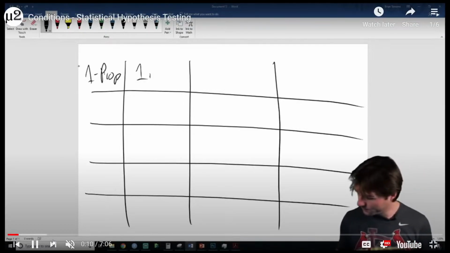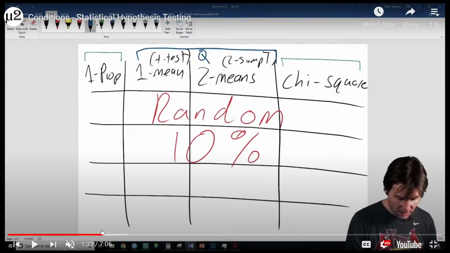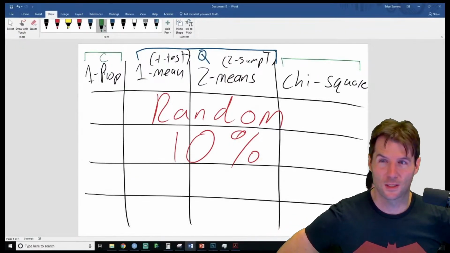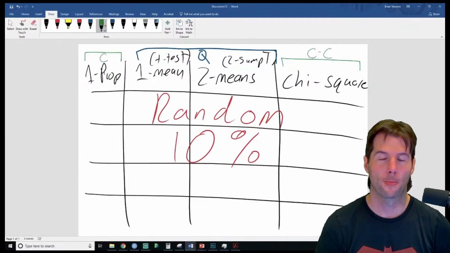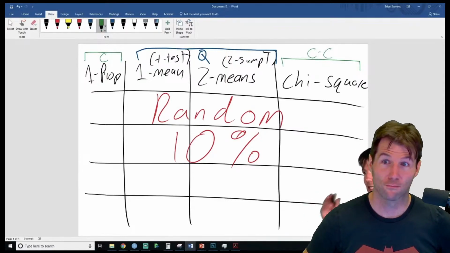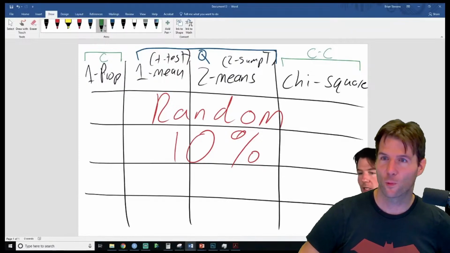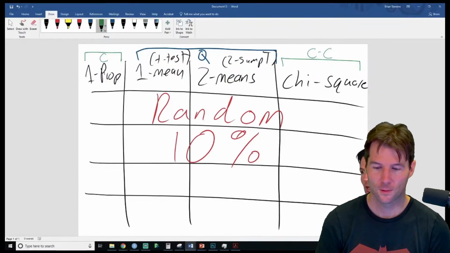There's one proportion up there. So you got random. Random goes across all of them. Random means we have to randomly select the observations. What is the next condition? First condition is random. Randomly take the observations. What is the next condition?